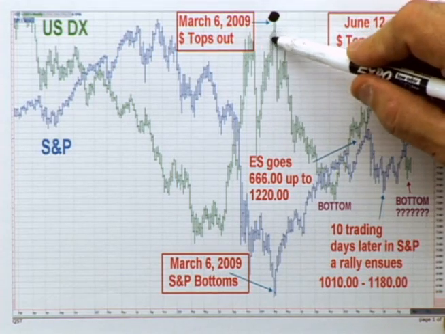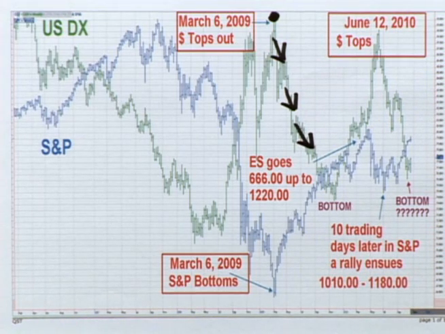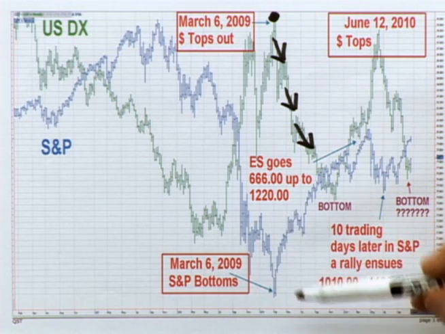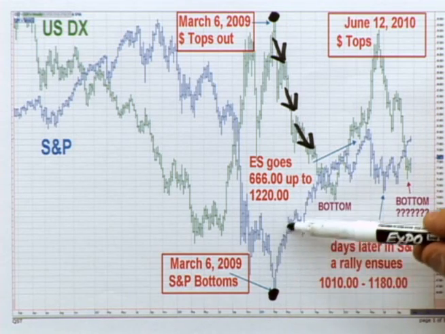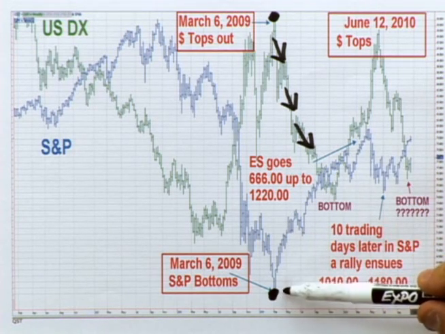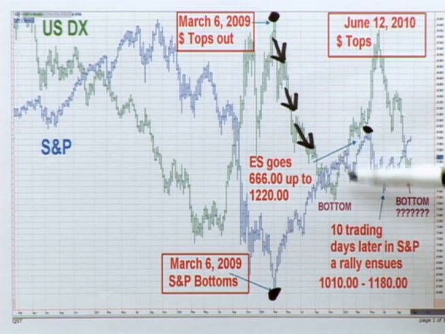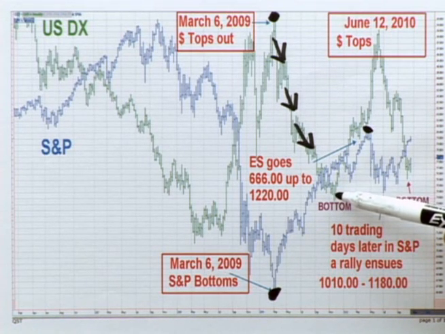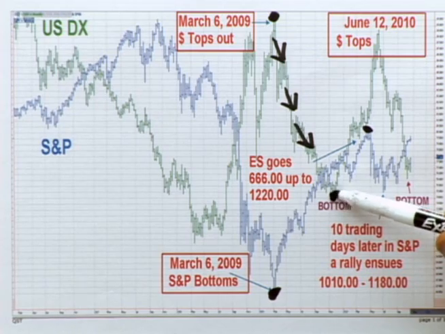It starts a tremendous decline, as you can see, down, down, down. What happens as the dollar starts that tremendous decline? Well, on March 6, 2009, the S&P bottoms and rallies all the way up from 666 to 1220. Now, here's where it gets interesting. The dollar index bottoms out right here on 11/27/2009 at a price of around 74.28. The dollar bottoms right here.